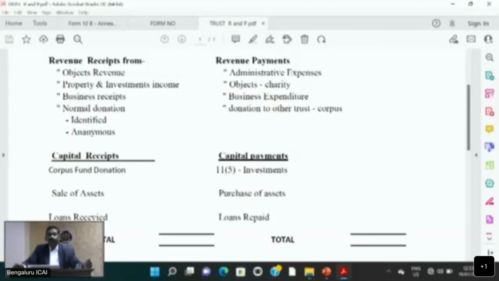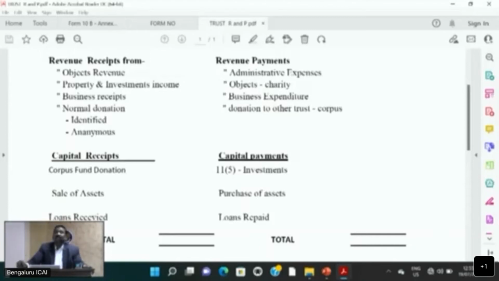So now, the capital receipts, especially under 10(23C), is not there. Under section 11(1A), they have specifically set for trust.